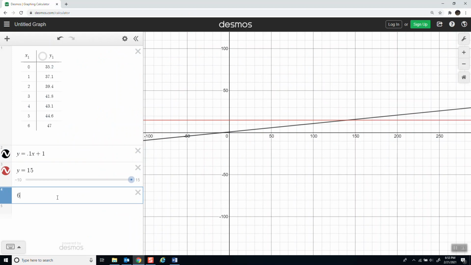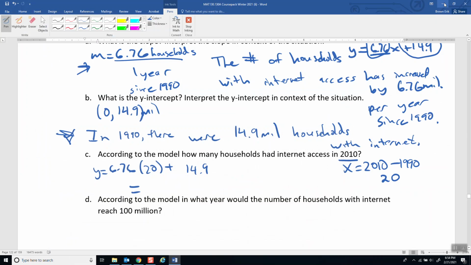I don't know if that's good English. Let's see, 6.76 times 20 plus 14.9. There it is, 150.1 million households. Let's make sure I have that memorized. 150.1 million households. That's what our model believes it is.